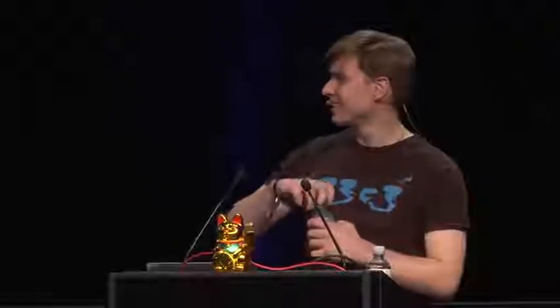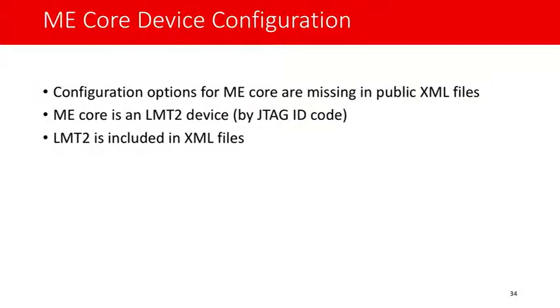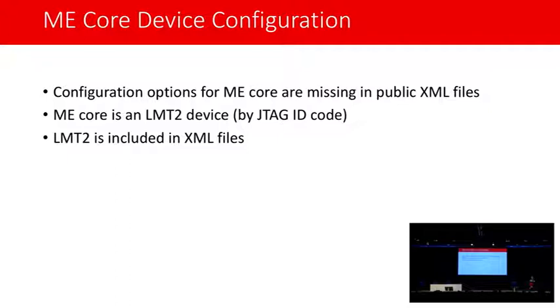Maybe there are other poems to decrypt, for example, microcode of the CPU. I don't know. However, there is no configuration of ME devices. We found that ME Core is an LMT2 device, and the configuration of this device can be found in the decrypted XML files. Therefore, anybody can write configuration for ME.